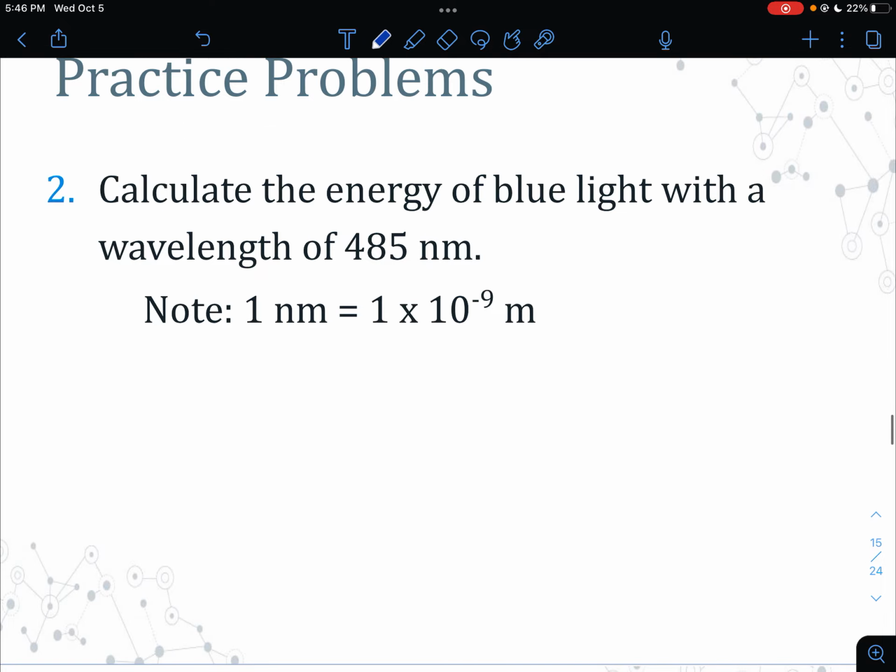Last example, same idea. We're going to calculate the energy. So question mark, energy of blue light with a wavelength of 485 nanometers. So this is where you have to be careful. This is wavelength. This is not frequency. This is your upside down backwards Y. This is your lambda. You have to pay attention to what each of the numbers represent.